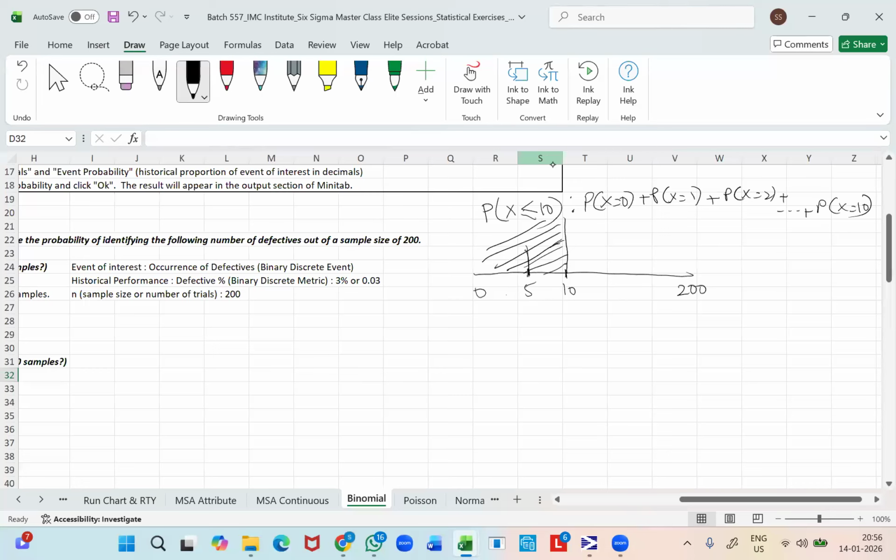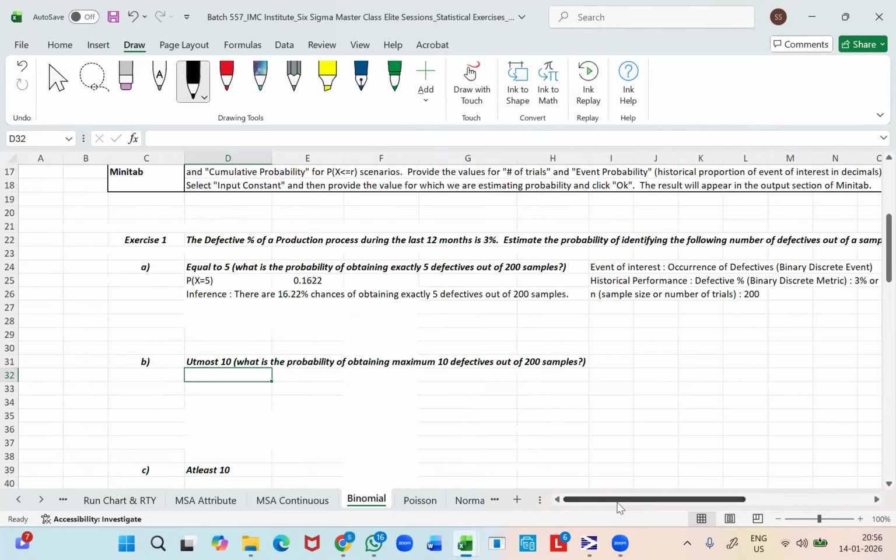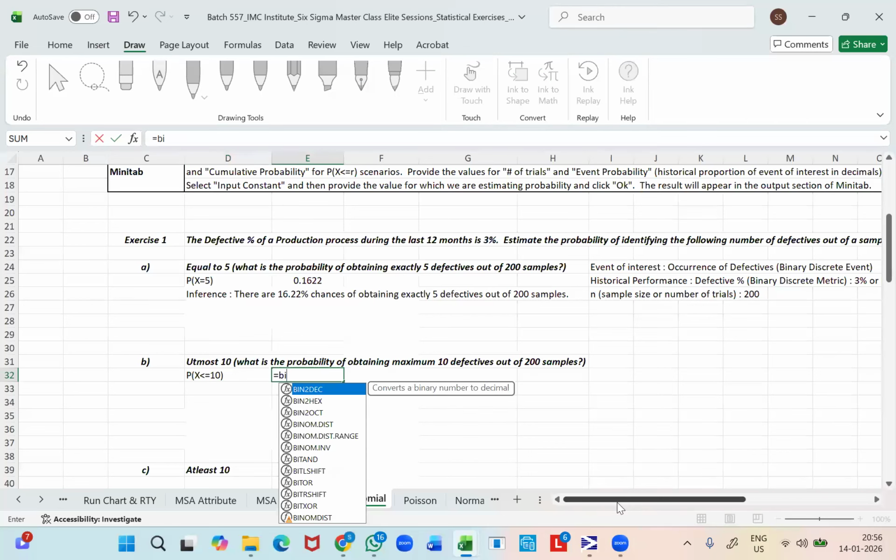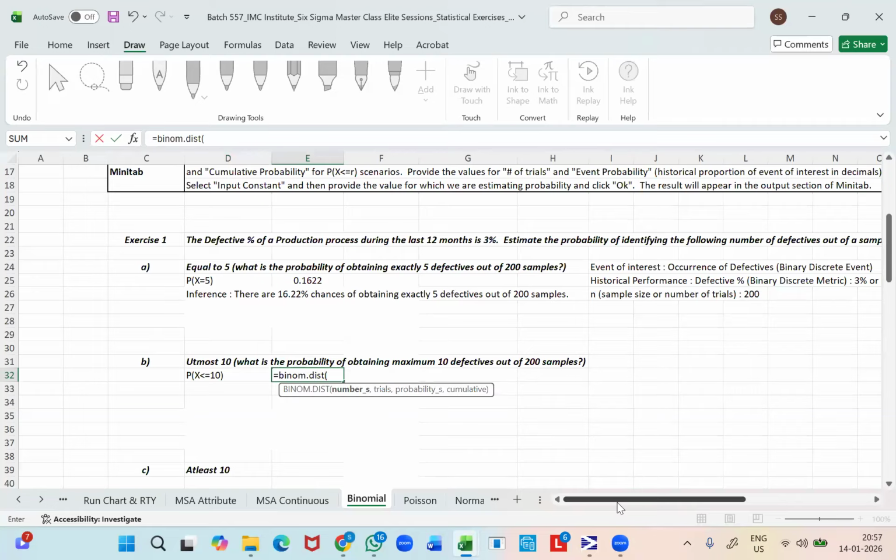Instead of finding individual probability values from 0 to 10 and then summing them up, we have a provision to apply the Excel formula and straight away get the final answer for P of X less than or equal to 10. Let me just show you how to calculate this. In terms of probability notation, we are trying to find P of X less than or equal to 10. Again, I apply the Excel formula: equal to BINOM.DIST open bracket.